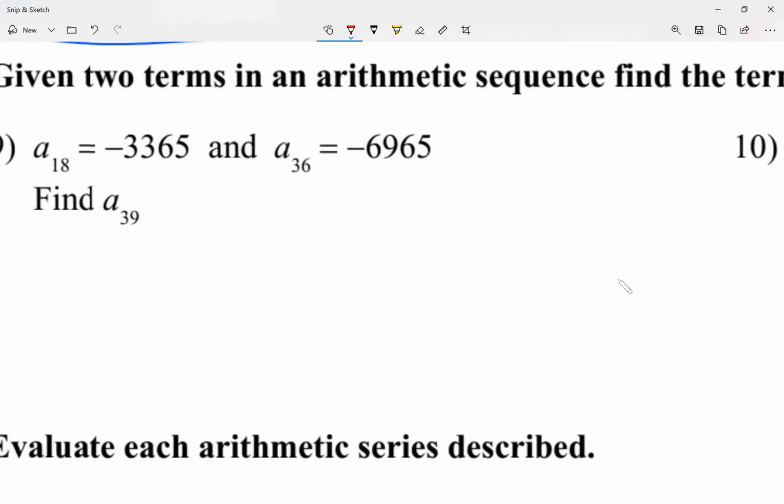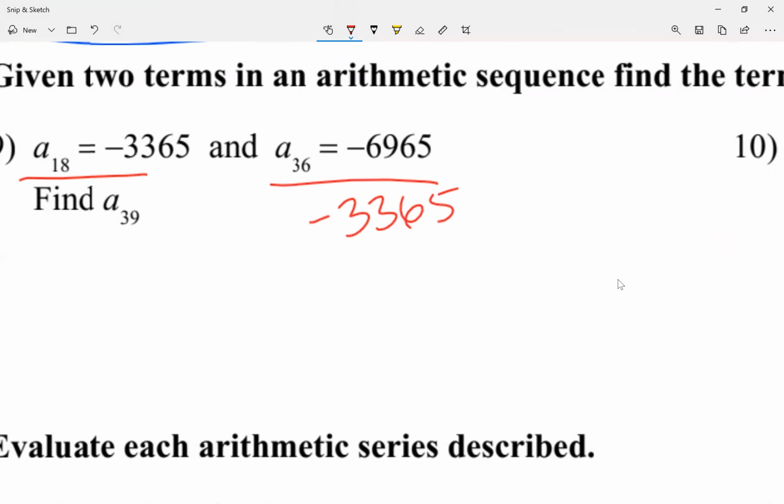My first number on the list is the 18th number, because I have the 18th number and the 36th number from the list, and the one that comes first is the 18th number. So I'm going to say negative 3,365. I'm going to add the difference so many times. I don't know the difference, so I'm going to call it D for right now. Now think about it. You start on the 18th number on the list, and you want to get to the 36th number on the list.